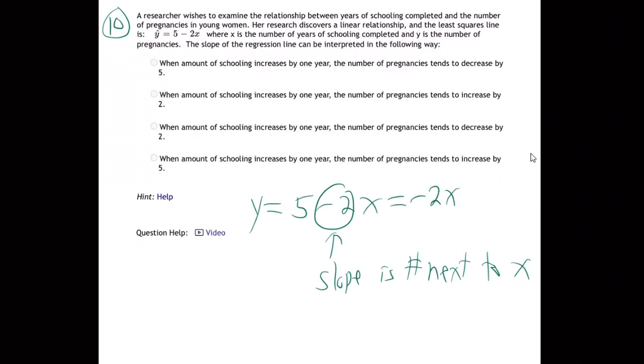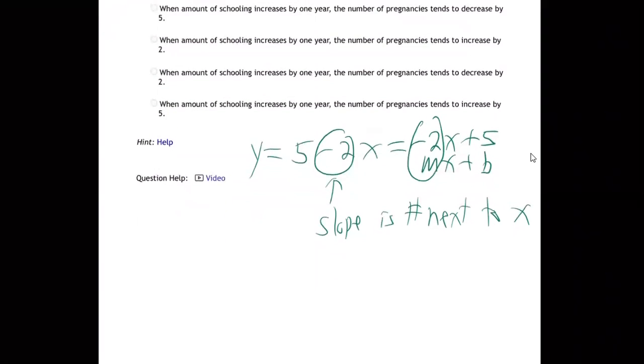Sometimes they write the equation like this. It's the same thing. You know, they'll say that's as mx plus b. You might have seen that before. So the m is the slope. It's the number next to X. Either order is fine. So the slope is -2. Now, what does a slope mean?